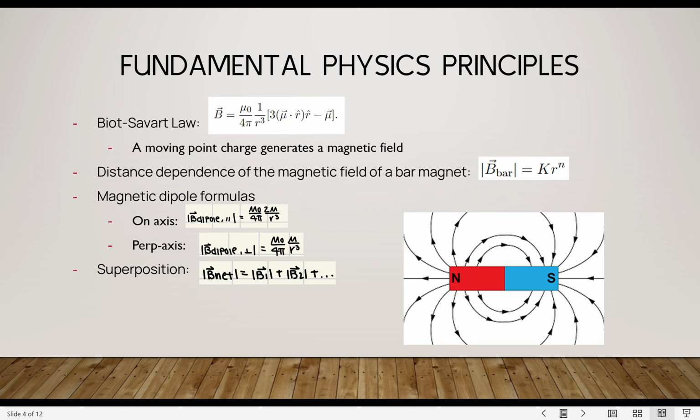Let's now look at the physics behind the experiment. We applied the Biot-Savart law, which helps in understanding how a moving charge generates a magnetic field. We used this principle to examine the magnetic field of the bar magnet as a function of distance. The magnetic dipole formulas were essential in calculating the field along the on-axis and perpendicular axis, and we leveraged superposition to combine these results.